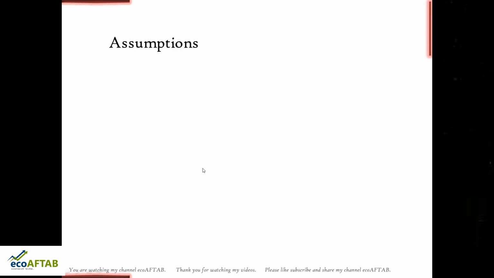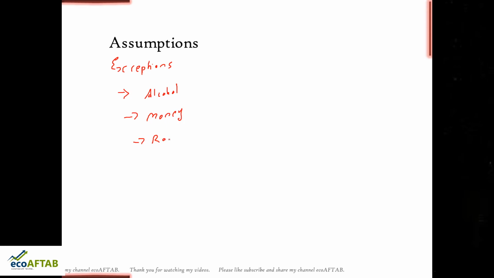So after understanding the assumptions, the next part is there are certain exceptions to the law of diminishing marginal utility. Critics have criticized that this law of diminishing marginal utility will not work in case of alcohol, will not work in case of money, and will not work in case of rare articles. This is the criticism, or you can say exceptions.